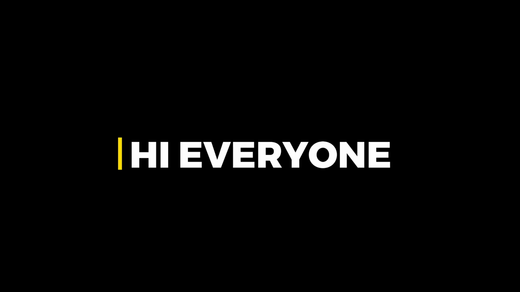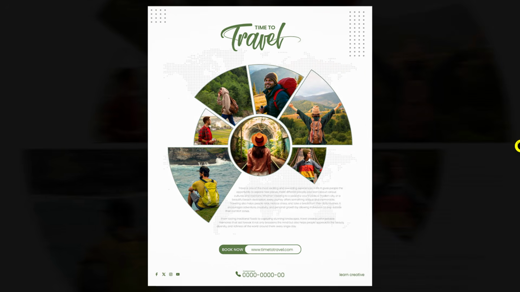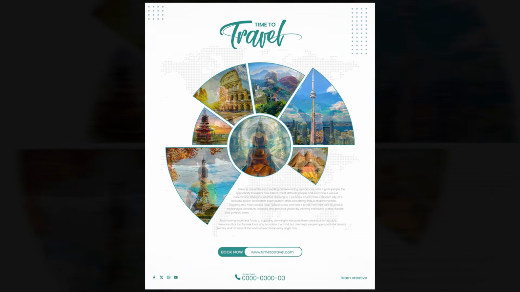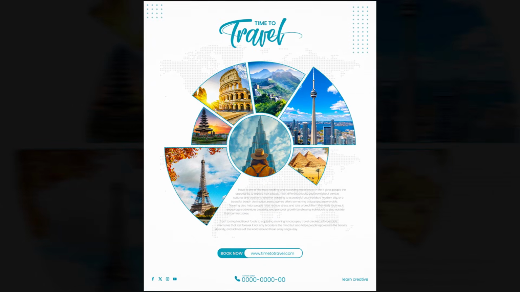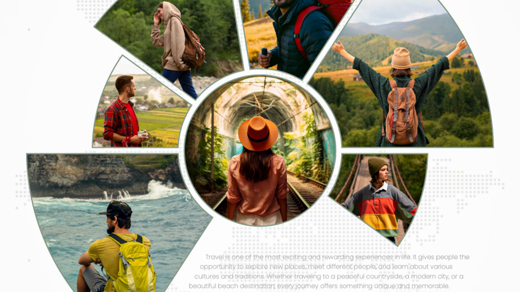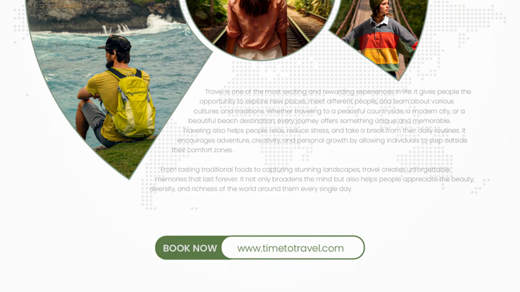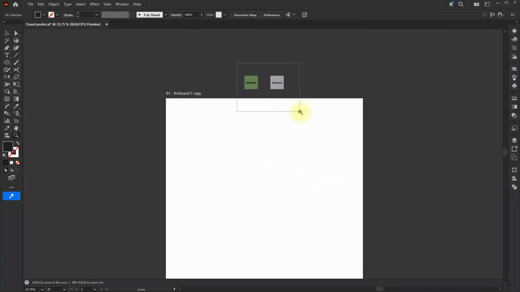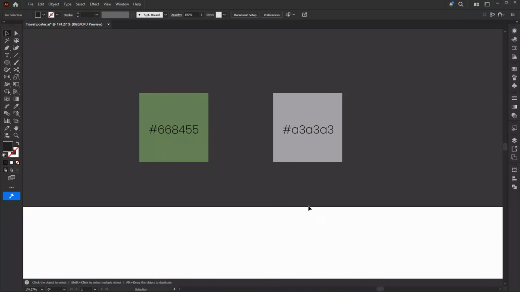Hi everyone. In this video I'll teach you how to create a modern travel poster design in Adobe Illustrator. The artboard size is 1080 by 1350 pixels. These are the colors that I'll be using throughout the design.